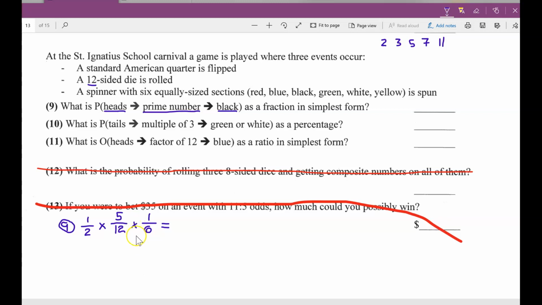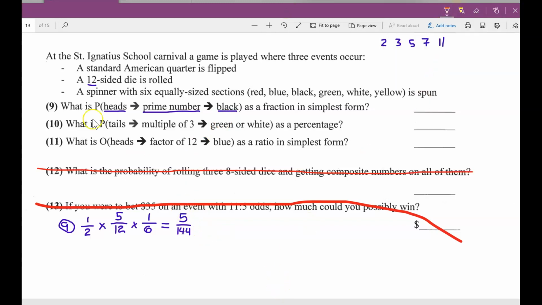We should take a step before we do that to see if we can simplify any of these. We can't, so we can just go ahead and get to the multiplication. Across the top, we've got 1 times 5 times 1. 1 times 5 times 1 is, of course, 5. And across the bottom, we have 2 times 12 times 6. Well, 2 times 6 is 12. Multiply that by 12, 12 times 12, and you have 144. So the probability of getting the exact sequence, heads, prime number, black, is 5 out of 144.